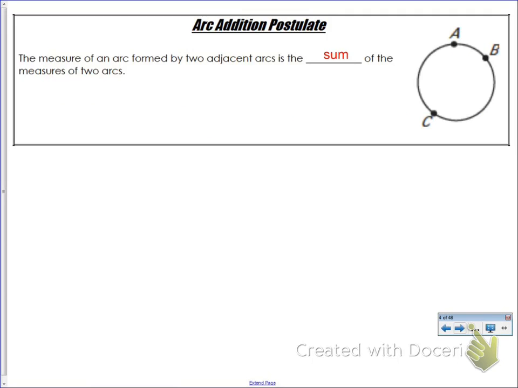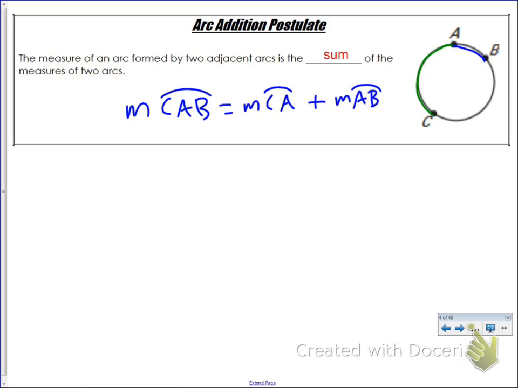All right, next up we have the arc addition postulate, which says that the measure of an arc formed by two adjacent arcs is the sum of the measure of these two arcs. So again, what this is saying, if I have one arc, AB, and then a second arc, AC, to find the measure of arc CAB, I would have to add up the two arcs that I have. The measure of arc CA plus the measure of arc AB. So all we do is take the two parts, add them together, and that gives me the entire arc.